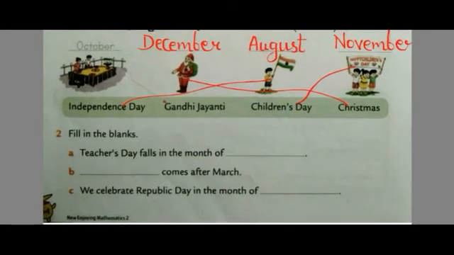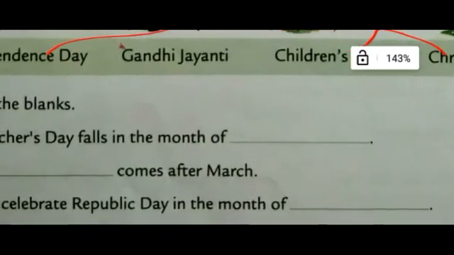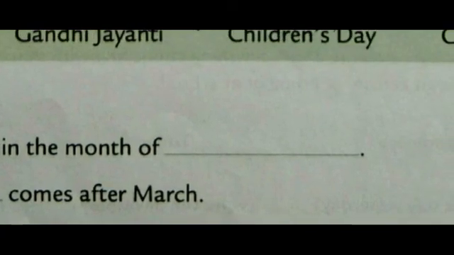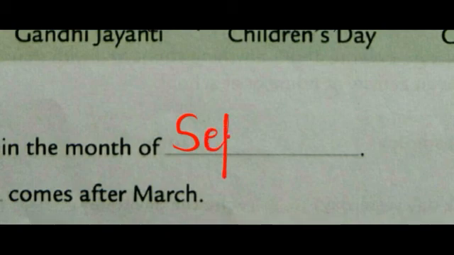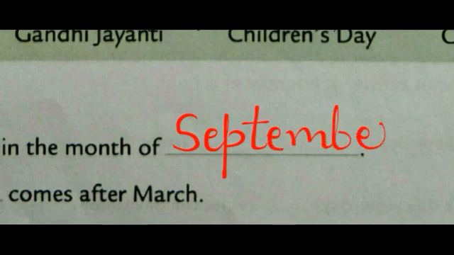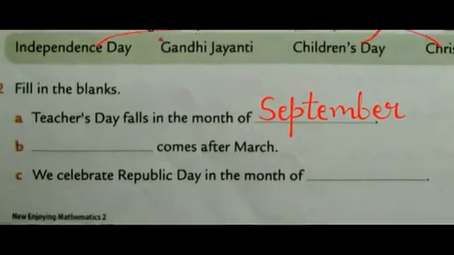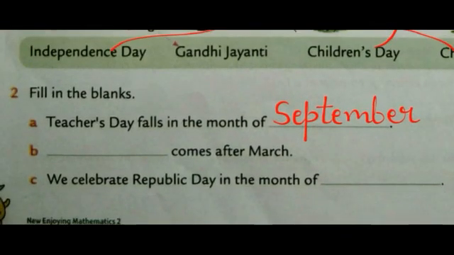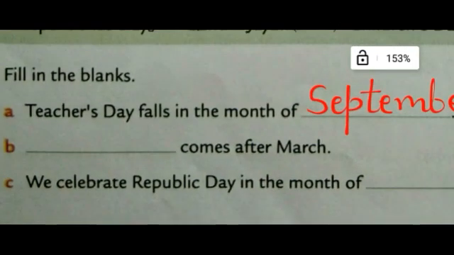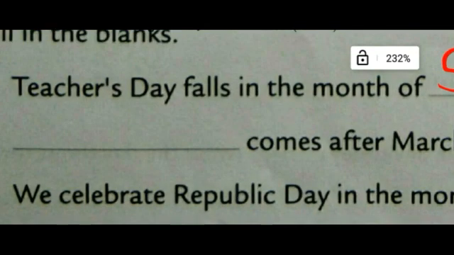Fill in the blanks. Teacher's Day falls in the month of. So, Teacher's Day falls in the month of September. It is celebrated on 5th of September every year. So, we will write here spelling of September. S-E-P-T-E-M-B-E-R, September. Okay. See the next one now. Dash comes after March. Which month comes after March? Yes, April. January, February, March, then April.